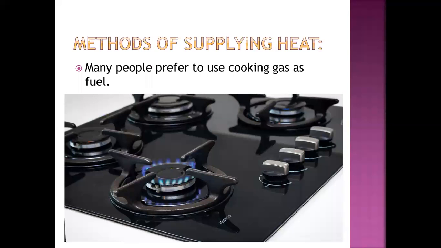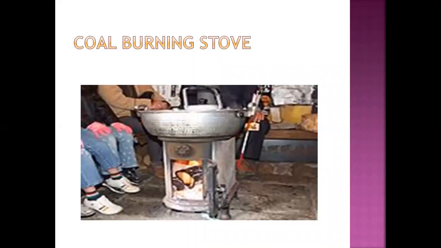Now methods of supplying heat. The different ways of supplying heat means we use fuels to supply heat, and many people, at least here in Pune, use cooking gas. I think this is a common thing people have in their house, and cooking gas is used as a fuel to cook food. There are people who also use a coal burning stove. Coal is used in a kind of stove, which is also called a shegri, and people cook food on a coal burning stove.